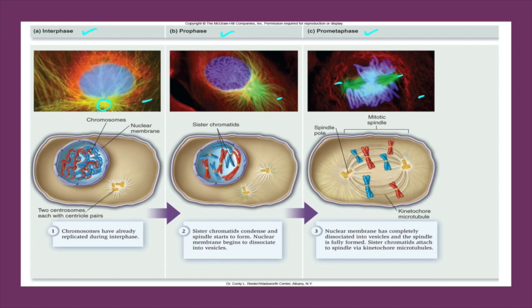Our centrosomes are getting ready to replicate. That's why it's so bright here. Look, the two centrosomes here have replicated, and here they've just moved to opposite poles of the cell. In prophase, our cell membrane is still somewhat intact, but when we move out here to prometaphase, our cell membrane is no longer intact.